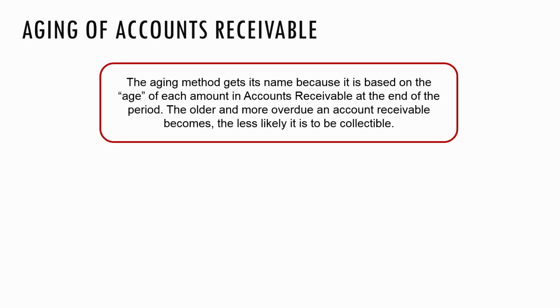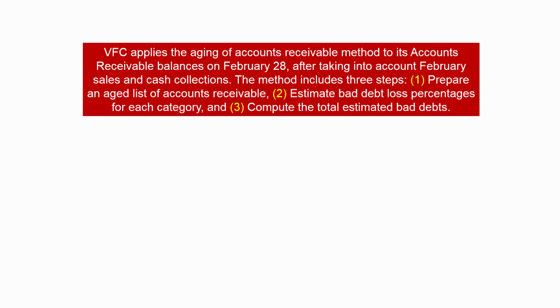then it's more likely that they will not pay us in the future. So customers that pay their current accounts, that is their first billing goes out to them and they pay, those are good customers. But if it takes 2 statements to go out to them before they pay, then it's more likely that they won't pay. So the older or more overdue an account receivable becomes, the less likely it is to be collectible.